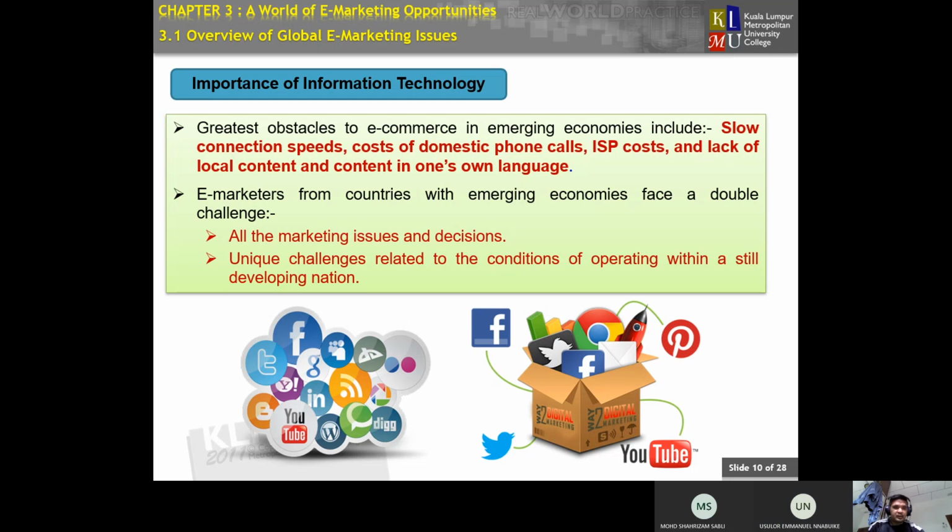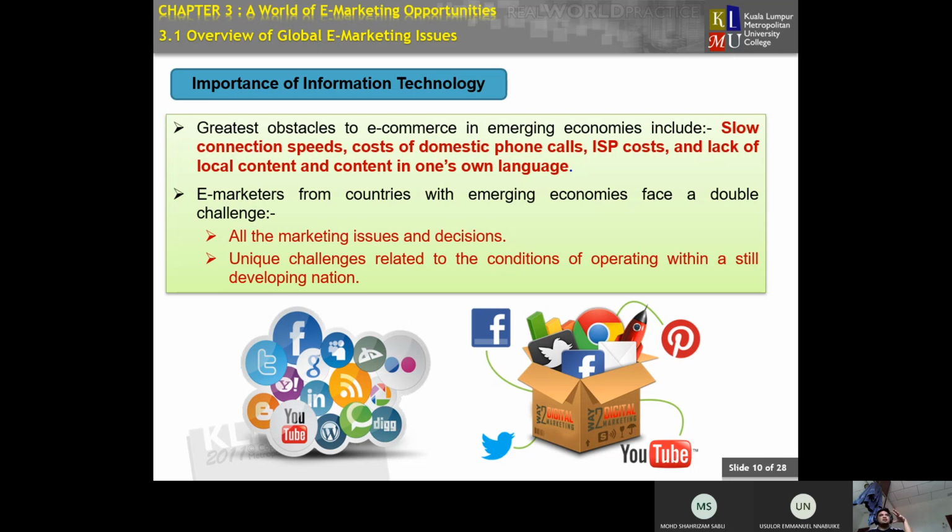Okay. The greatest obstacles to e-commerce in emerging economies include slow connection speed. This is the current issue. Also the cost of domestic phone calls, internet service provider costs, and lack of local content and content in one's own language. Meaning, in terms of content, content in one's own language.